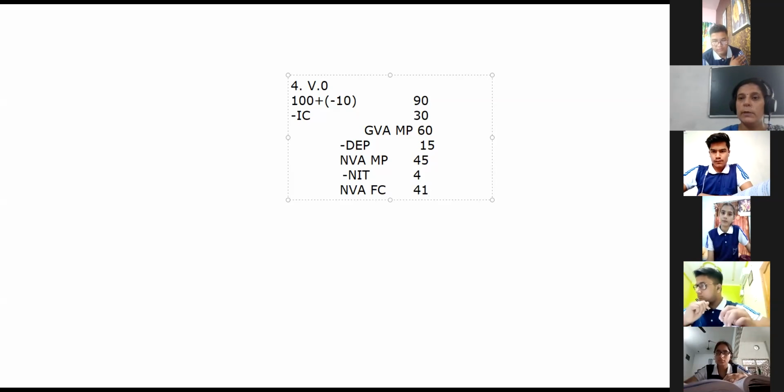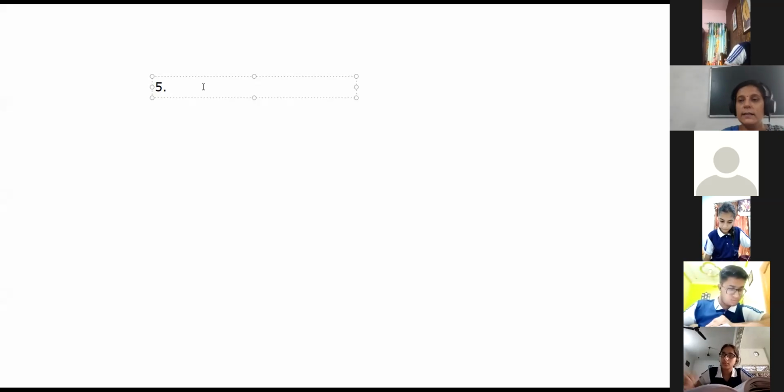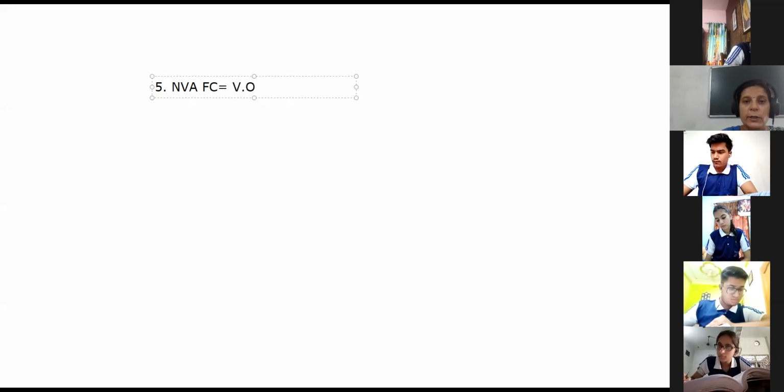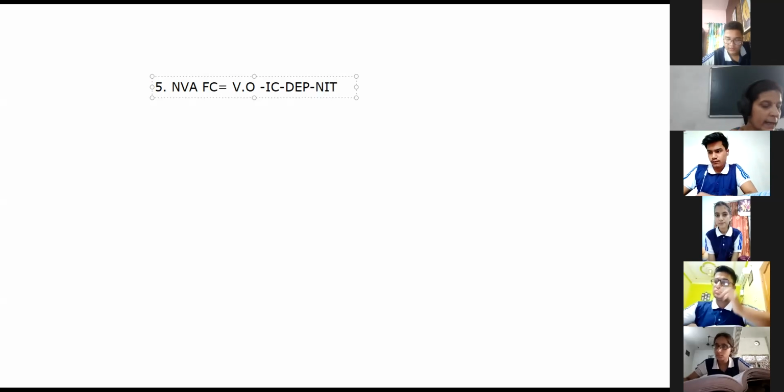Okay, so this is our question number 4. So see this question number 5 now. So here value of output is being asked. So we'll write this in the horizontal form. See this, NVA at FC is equal to value of output, I'm writing in short form, minus intermediate consumption. Okay, then we will write minus depreciation. I'm writing the whole formula, and minus NIT. ठीक है, ये आपका आता है by subtracting all these things.